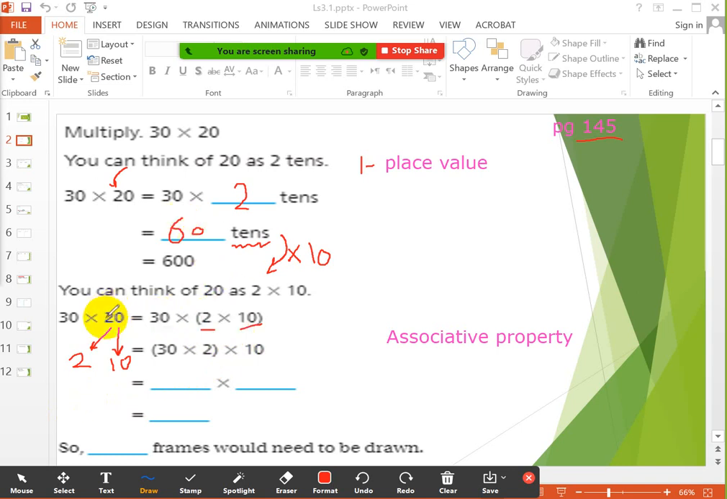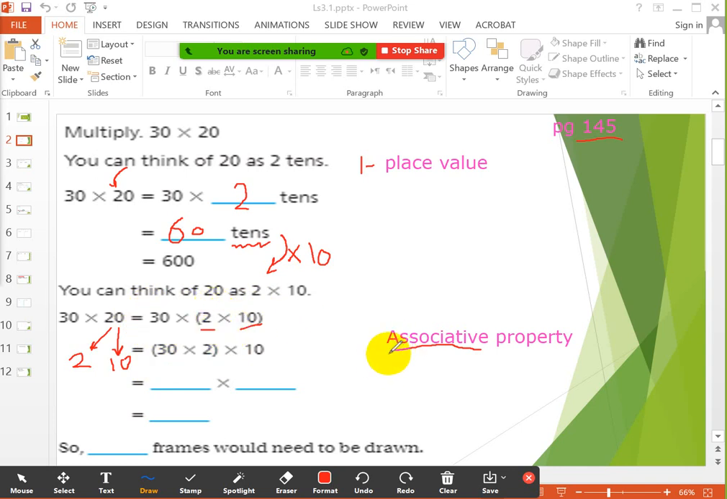So I will take this number and break it down into 2 multiply 10 and put it between parentheses, okay? After that, I will use associative property. Associative property told me if I have 3 numbers multiplied by each other and 2 of these numbers are between parentheses, I can take the parentheses and move them onto another 2 numbers from those 3 numbers. So I will take those parentheses that are around 2 multiply 10 and put them around 30 multiply 2.